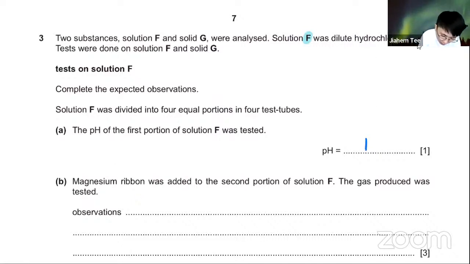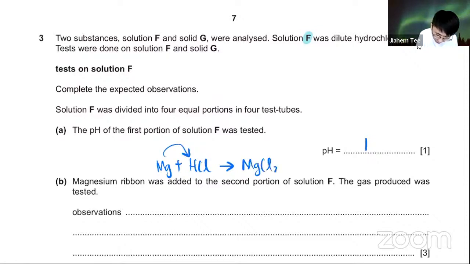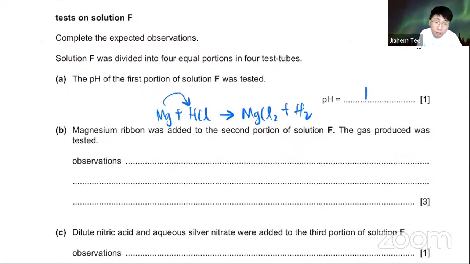Magnesium ribbon is Mg. Hydrochloric acid is HCl. Because Mg is more electropositive, it will kick off the H, becomes MgCl2, and forms H2. So definitely the gas produced here is hydrogen gas. So the first thing you can see here is that you get gas coming out.